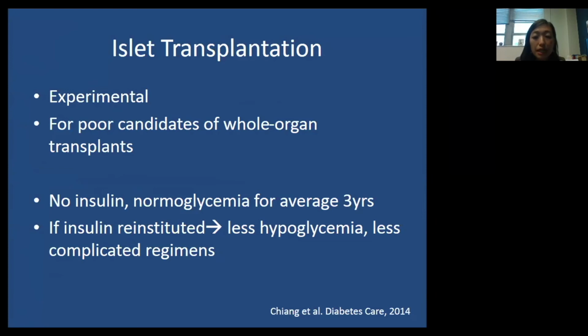In some of the cases, we have seen that patients can become normoglycemic after an islet cell transplant without the need of insulin for an average of about 3 years. But the majority of patients do need to restart insulin. However, they do have less hypoglycemia and less complicated regimens. But again, currently it's only under research protocols and experimental.